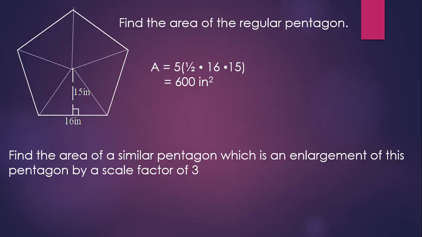Now for the scaled pentagon, remember that if we have a scale factor of 3, meaning we have a pentagon that has sides that are 3 times as long, that will make the area 9 times as large, 3 squared times as large. So the area of our scaled pentagon is 5,400 square inches.